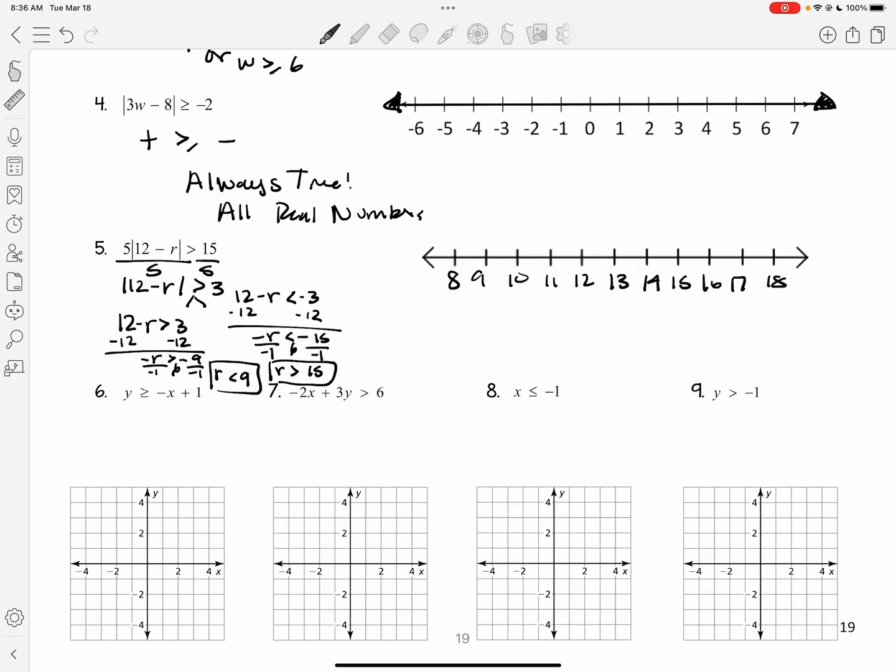So I'm going to do an open dot at 9, and it's everything smaller, so I'm going to go to the left like this. Then r is greater than 15, so I do an open dot at 15, and it's everything to the right like this. And that's how you graph that absolute value one.